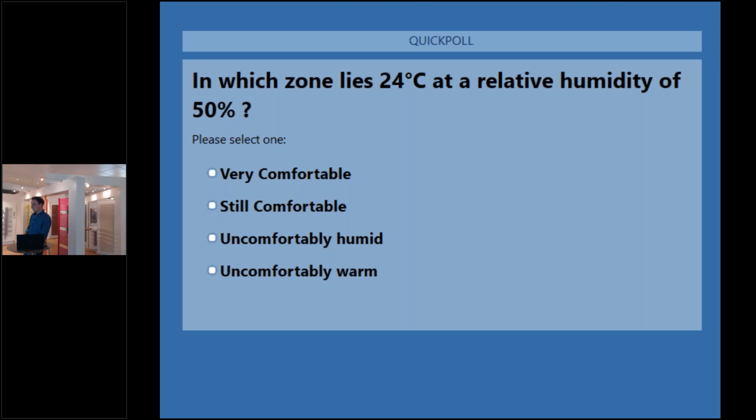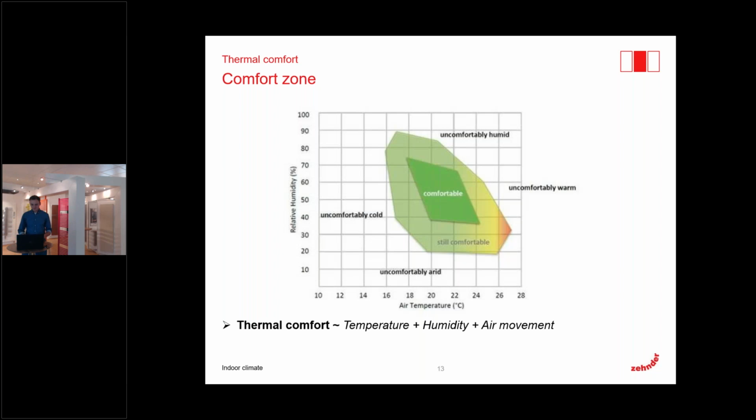So Adrian, we now have 50% of our audience: 47% are saying very comfortable, 38% still comfortable, 6% uncomfortably humid, and 6% uncomfortably warm. Okay, so we have a wide range of answers. I know this question was a little bit tricky. If we look at the chart, when you close the poll, I think you can see the chart again. We are at 24 degrees and 50%. Not in the zone of very comfortable, but it's still seen as comfortable. So it was answer B.